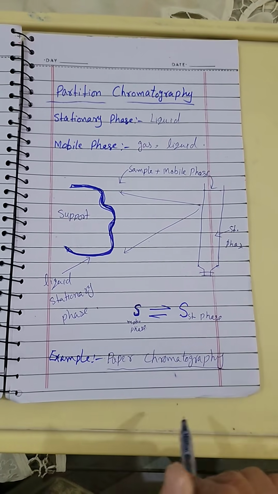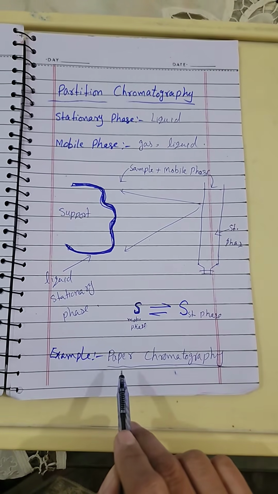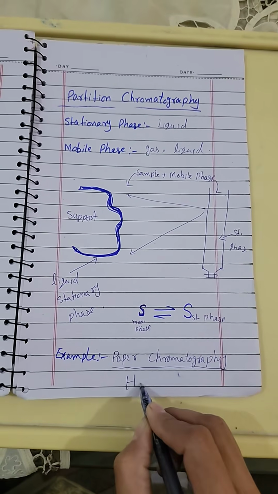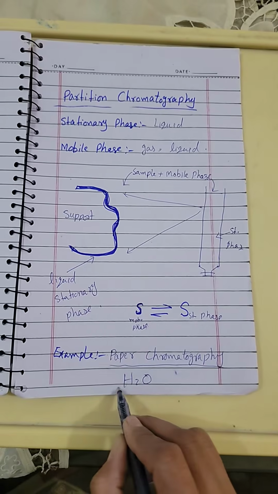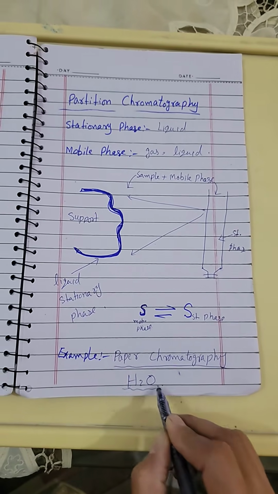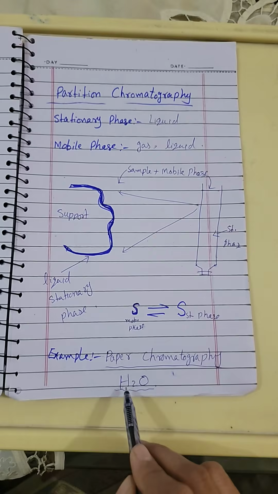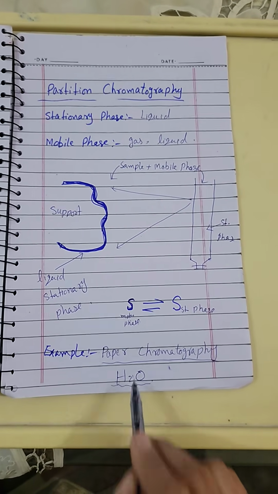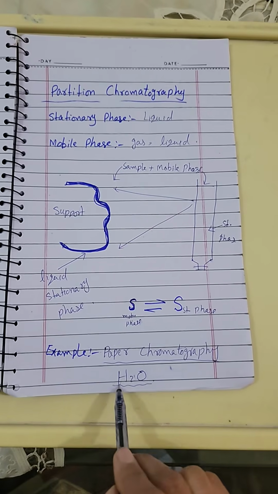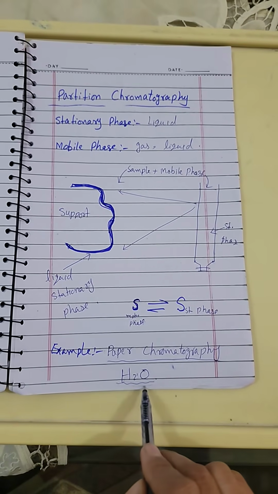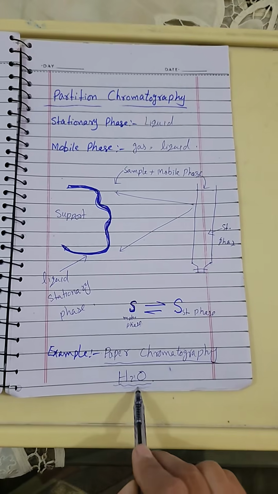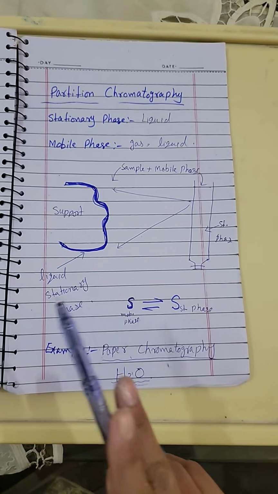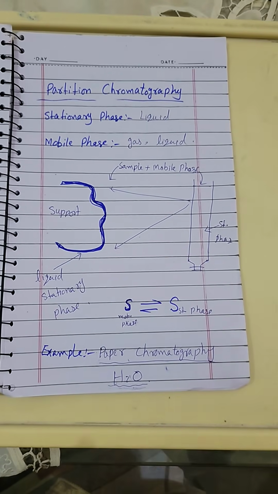We consider that paper is the stationary phase. Actually, paper is made up of cellulose, and in the cellulose structure, water molecules are present. These water molecules, which are embedded in the cellulose structure, serve the purpose of the stationary phase, and cellulose is just the support. So in paper chromatography, the stationary phase is the water molecules which are present in the structure of cellulose. So the stationary phase is liquid. That's why paper chromatography is partition chromatography.